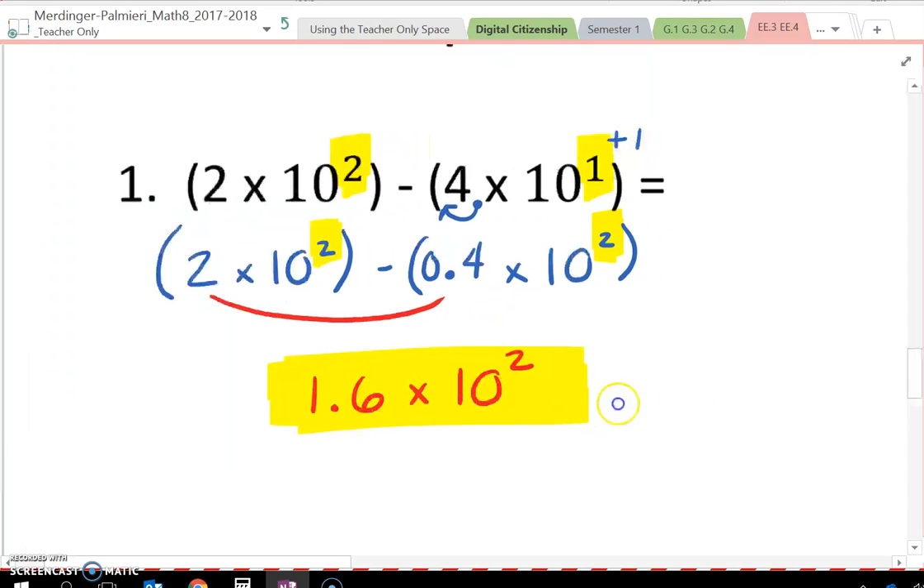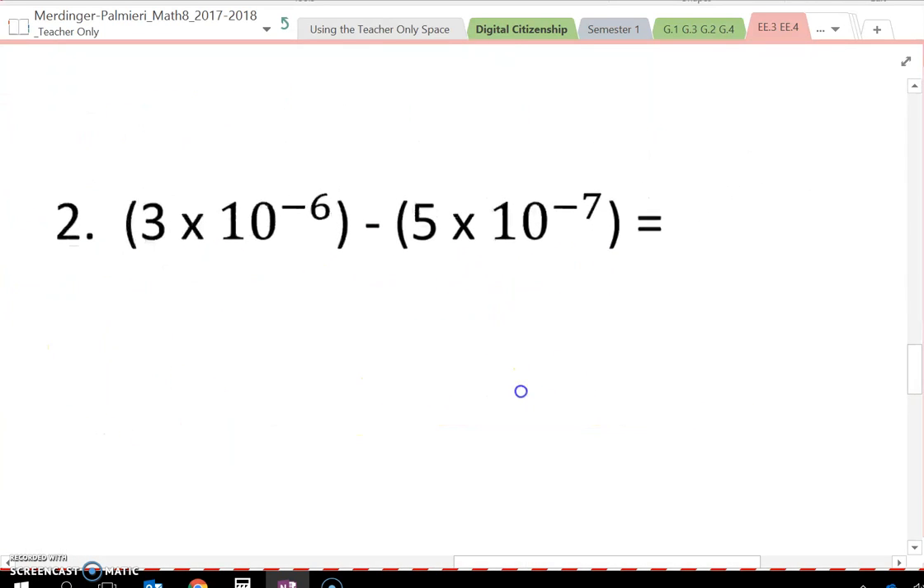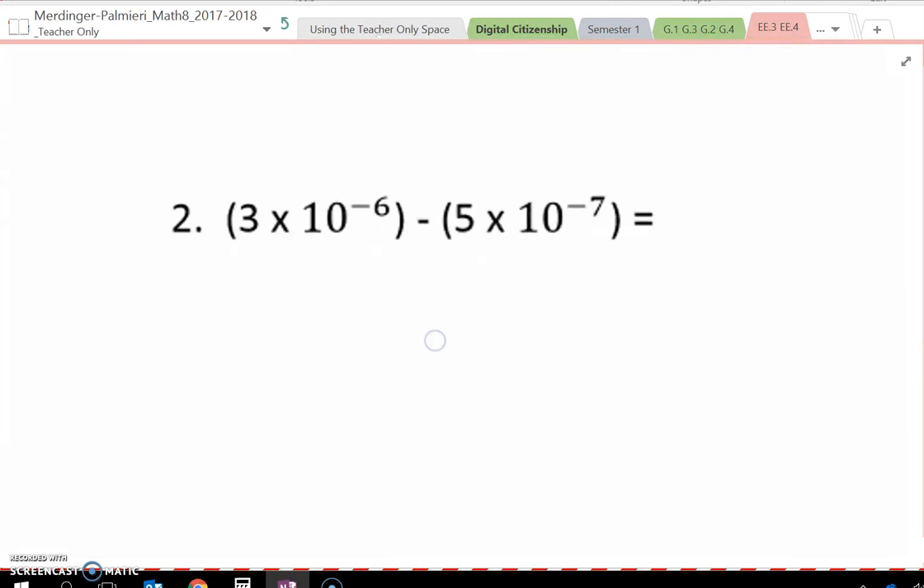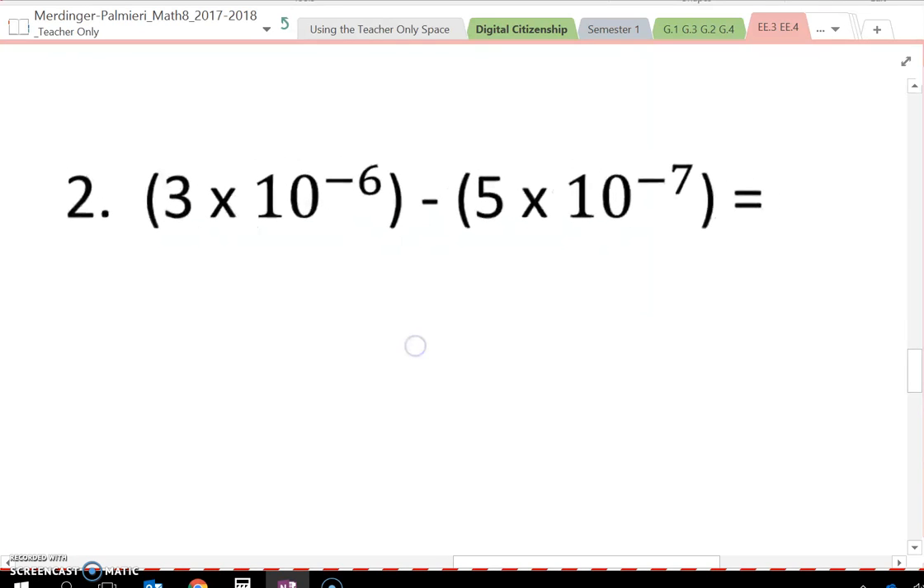Let's go ahead and take a look at number 2. It looks a little trickier now because we have a lot of negatives going on. And with our negatives, same thing, just give it a little bit more thought. -6 versus -7, which one is the smaller versus which one is the larger? So -7 is the smaller one. I want to change that to become a -6. In order to do that, we are again adding 1 decimal place.